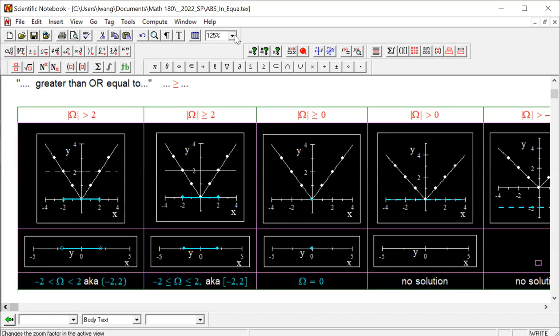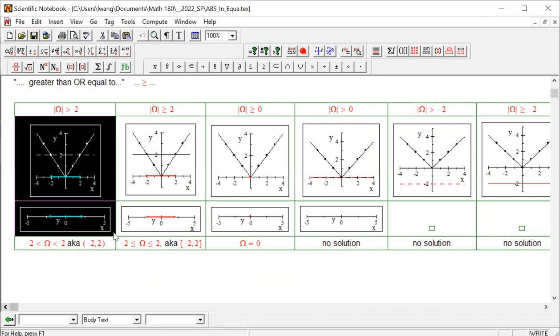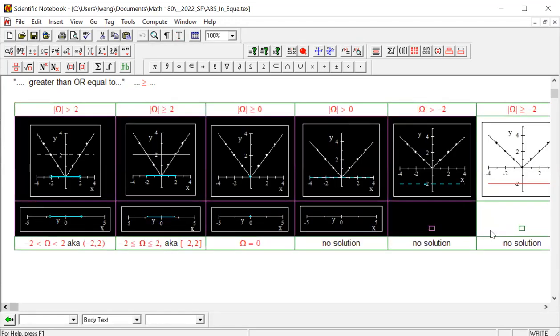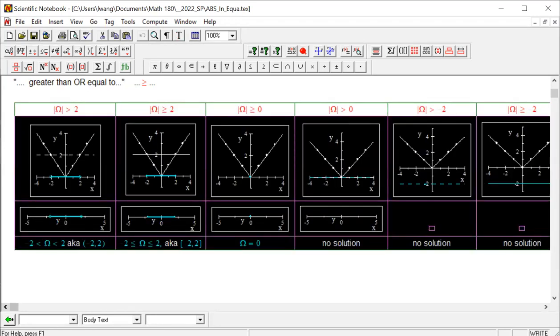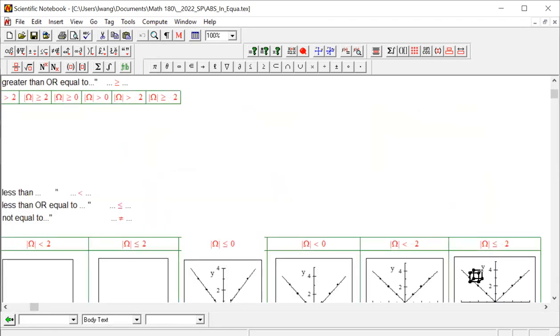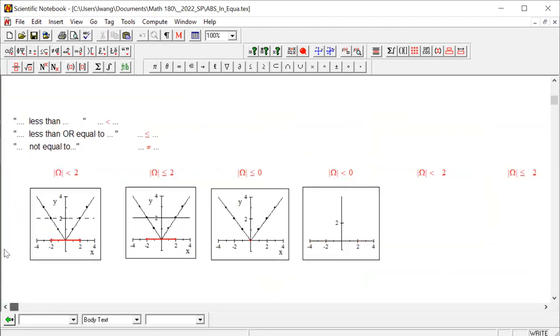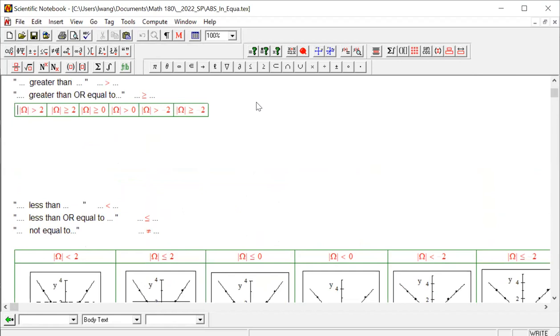Without further ado, we're going to remove the rest of the table. All of these answers will no longer be relevant, and we're just going to discuss these cases. So we can call this a case study.